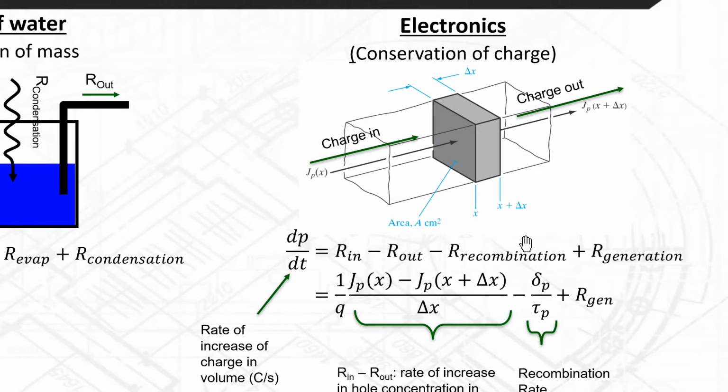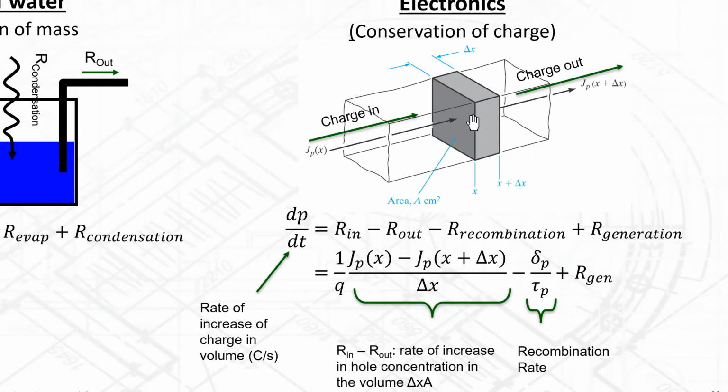So in this area, we have a current flowing in and a current flowing out. So the current flowing in, the charge in is Jp of X, and the charge out is Jp of X plus delta X. Okay, let's think about units here for a second.